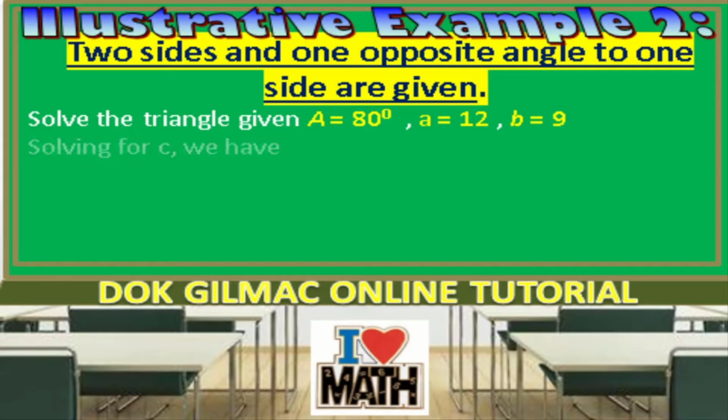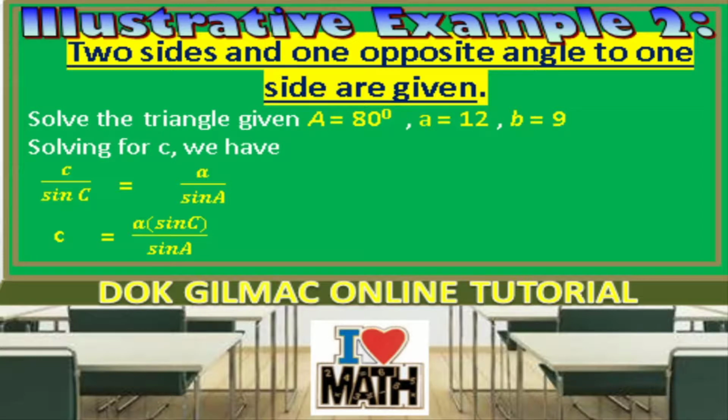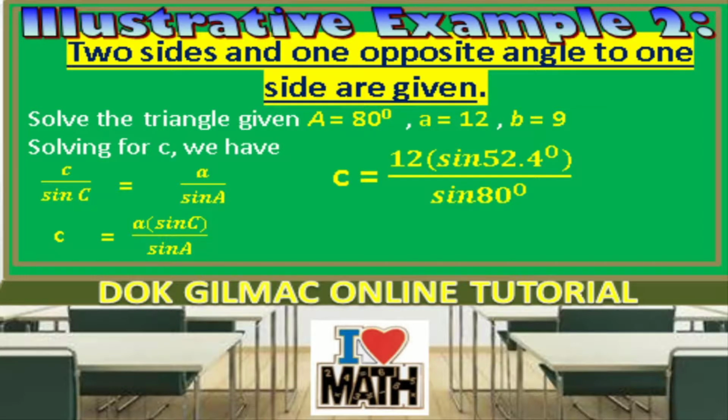Let's continue. Solving for c, we have c over sine C is equal to a over sine A. From here, we have c is equal to a times sine C all over sine A, or simply, c is equal to 12 times sine 52.4 degrees all over sine 80 degrees. Simplifying this further using a scientific calculator, we have c is equal to 9.65, or 10 units.